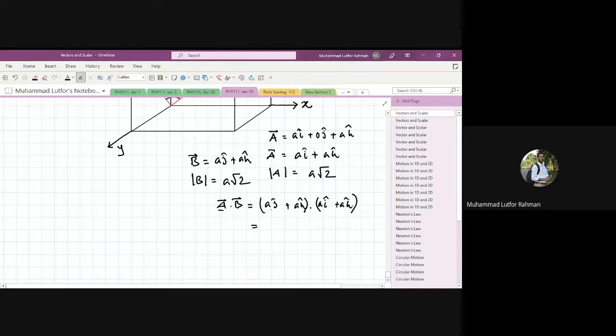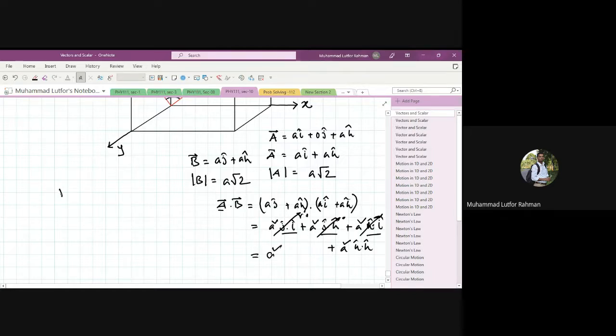Now, if I multiply this aj with the ai, that would be basically zero, right? a square j dot i, I'll write it for you. a square j dot k plus a square k dot i plus a square k dot k. These identities, j dot i, j dot k, and k dot i, are going to vanish, because they are basically 0. But k dot k is 1. So I'll find the a square over here.